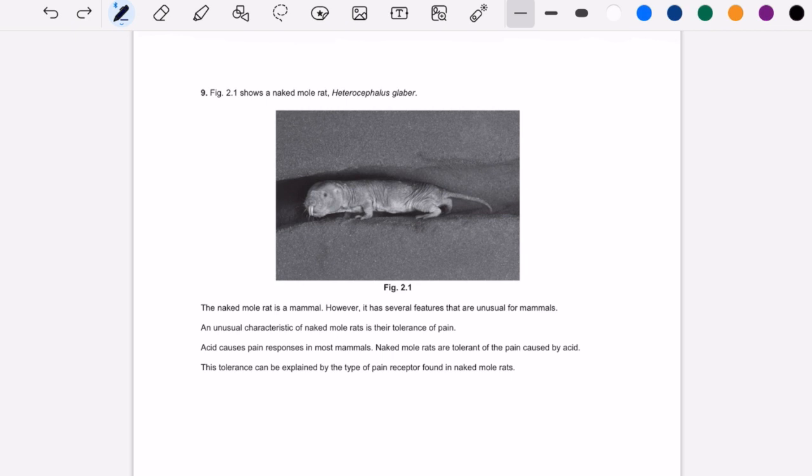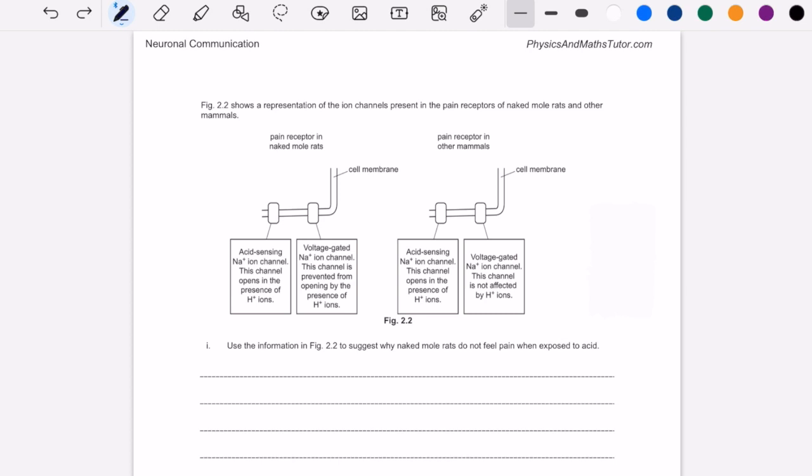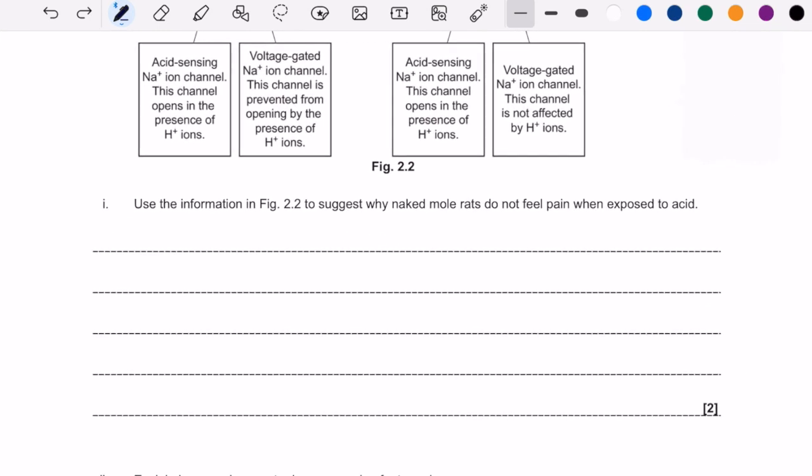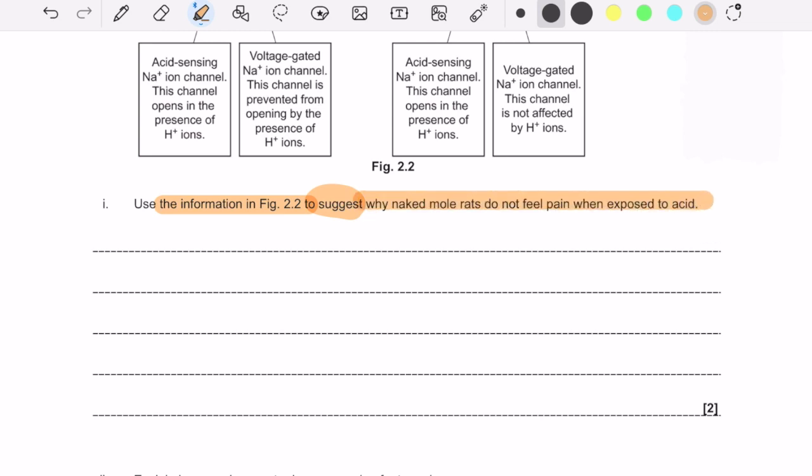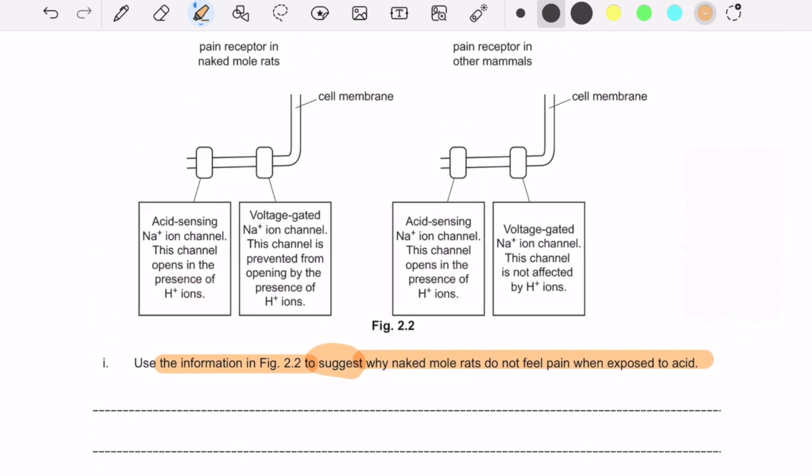Looking at this, I can see there's lots of information. As the questions are on the next page, I'll go there, and I'm not going to read anything. I am just going to read the question first, and from that assess whether I should read anything else. So, it says, use the information in figure 2.2 to suggest why naked mole rats do not feel pain when exposed to acid. Okay, do you know anything about naked mole rats? Because I don't.